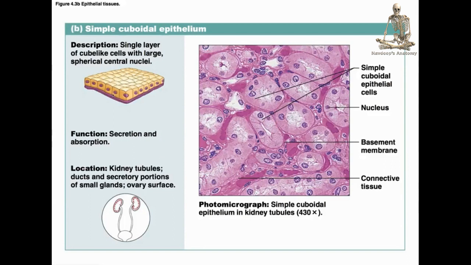And this picture which you are seeing, the magnified picture, is of the simple cuboidal epithelium found in the kidney tubules, and you can clearly see the simple cuboidal epithelial cells being denoted over here, and a large nucleus is placed in each, and in between you can see the basement membrane, and on the side you can see the connective tissues.